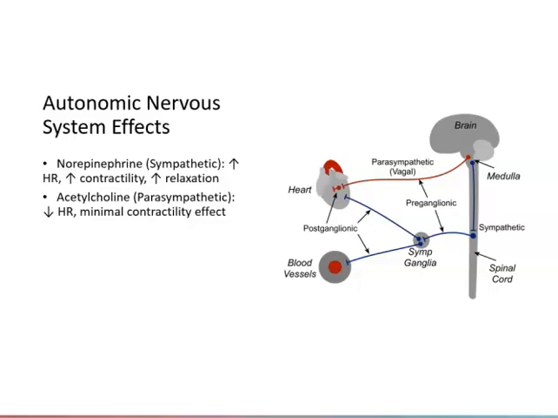And then we have acetylcholine, which relates to the parasympathetic system, and it does the opposite. It slows the heart rate by opening potassium channels and reducing cyclic AMP in your SA node. It doesn't really have an effect on contraction strength. So only the sympathetic nervous system has any effect on the strength of contractions. Parasympathetic only affects the heart rate.